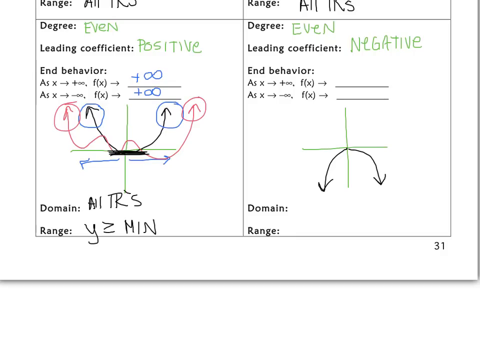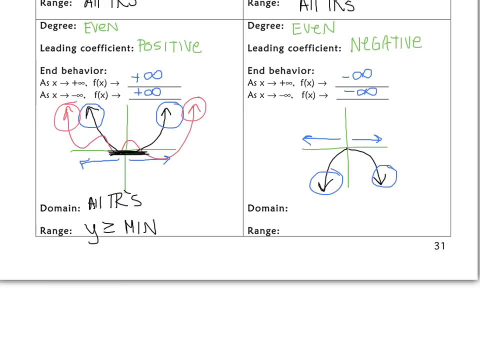Okay, as x approaches positive infinity, you're looking to the right. What is the graph doing? It's going down, so f of x approaches negative infinity. And as x approaches negative infinity, you're looking to the left. What is the graph doing? It is also approaching negative infinity because it is going down.